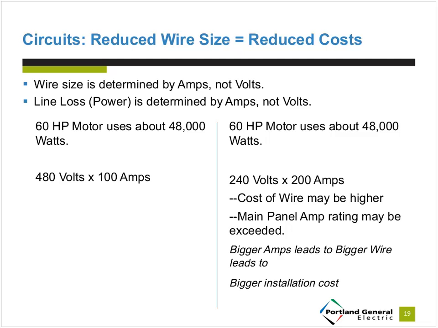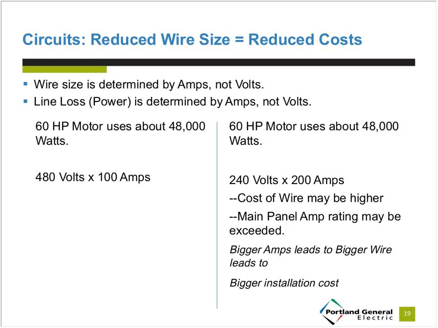Wire size is another interesting term. Even though the watts are the same, here's an example of two motors. Both are 48,000 watts. However, one motor is a 480 volt system and the other motor is a 240 volt system. What that means is a 100 amp or 200 amp circuit is required for these two different motors. On the 240 volt system, the cost of the wire will be higher because it's larger wire for larger amps.